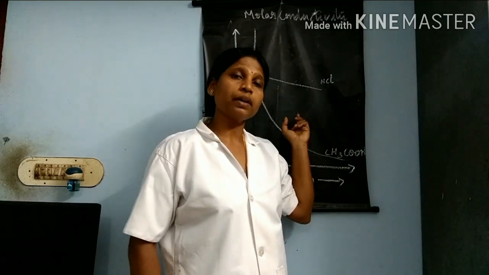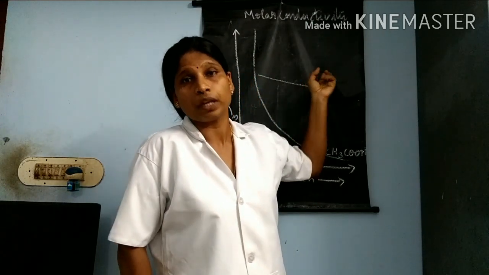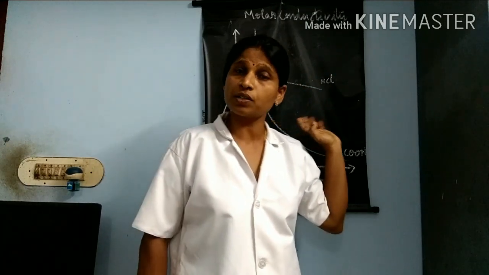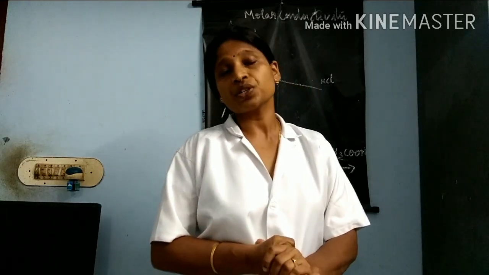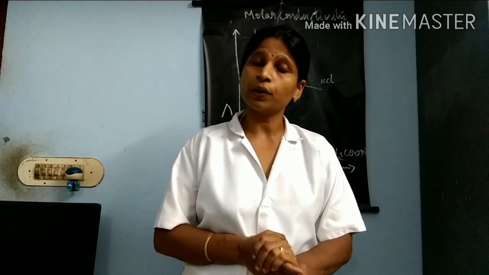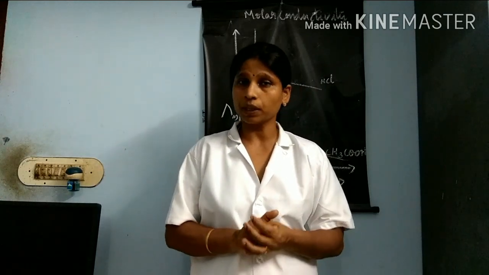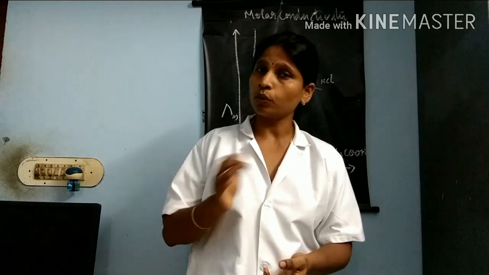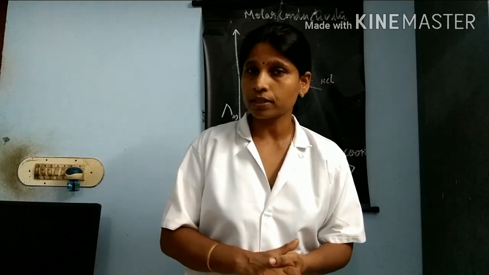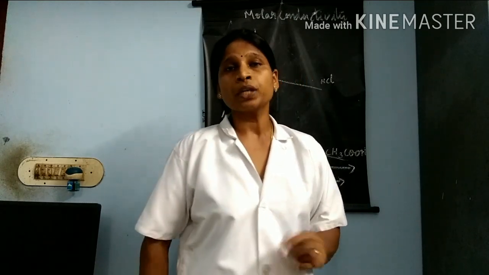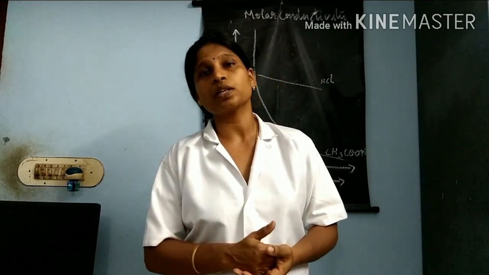First, I will explain how the molar conductivity varies in weak electrolyte. Weak electrolytes, you already studied. Weak electrolytes are the electrolytes which, when added to water, will not dissociate completely. The ionization is partial. Ionization is not complete. Therefore, if you are adding more and more water to a weak electrolyte, more and more ions are produced. For example, acetic acid is a weak electrolyte. If you are adding water to acetic acid, more and more acetate ions and H plus ions are formed.